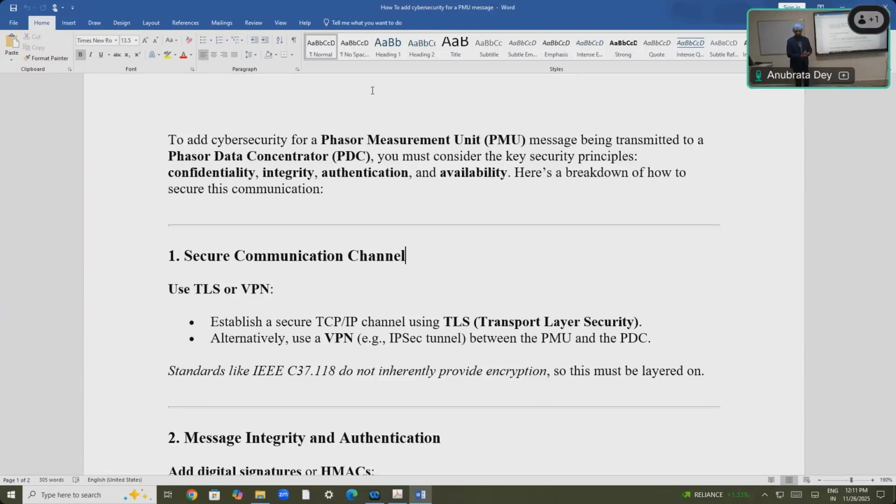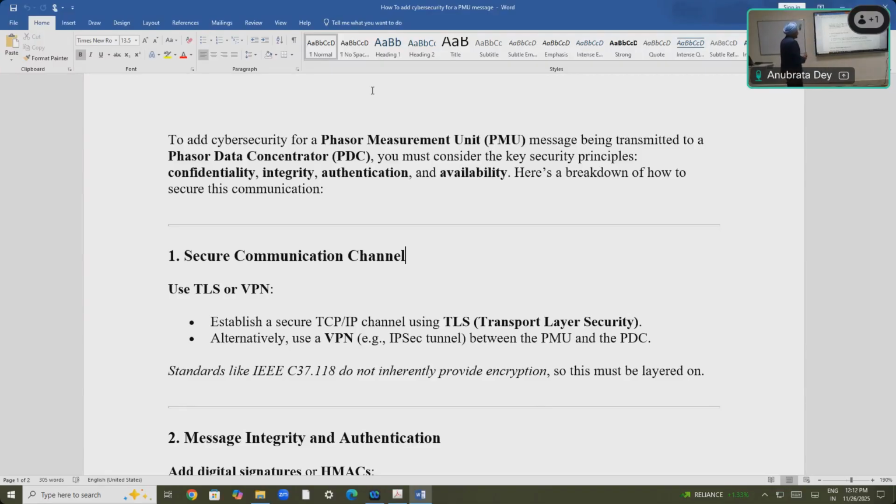Okay, good afternoon. So, because you were talking about PMUs, maybe that's where I will start. So how do we secure PMU messages? What are the various ways we can use to secure a PMU message?